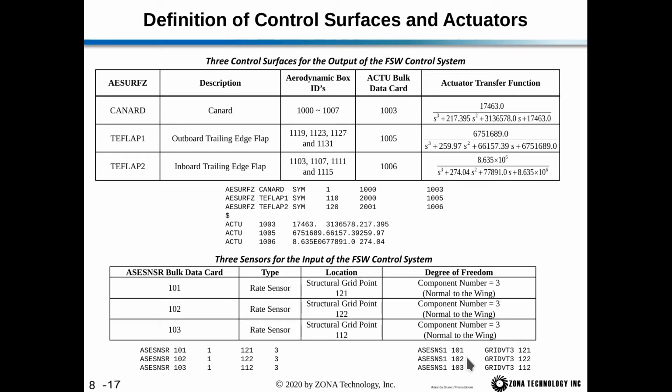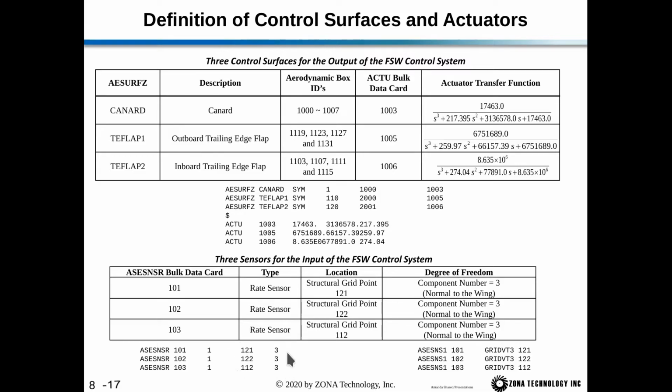decipher. So if we look at the first sensor here, it's a rate sensor, structural grid point 121. So if we look at this, we can see grid VT3. From the V, we can see that it's a rate sensor. The T3 means that it's in the Z direction of the output coordinate system, and then it's at grid point 121 with an ASE sensor ID number of 101. So you can see that's very simple to read.